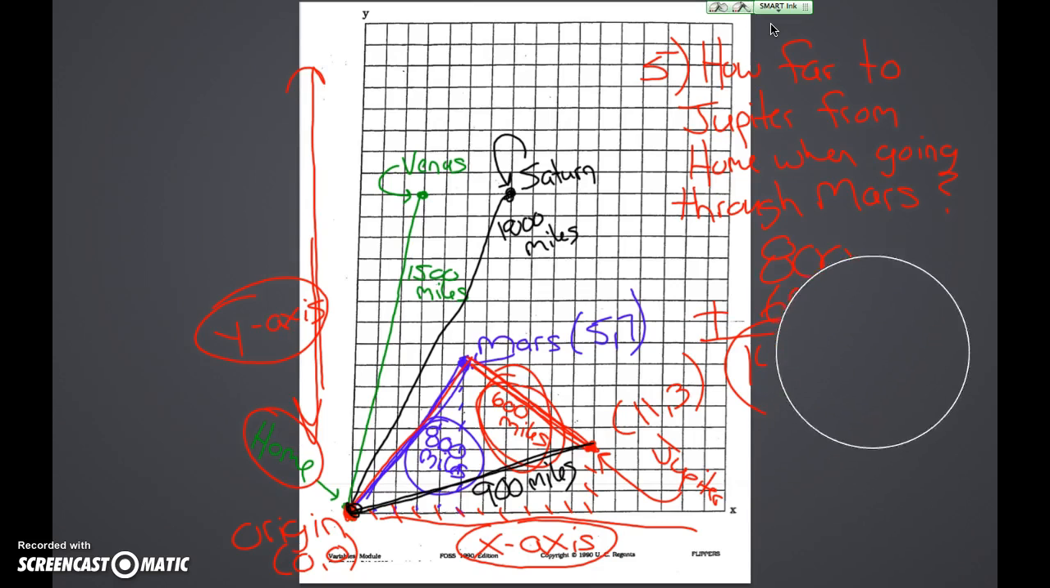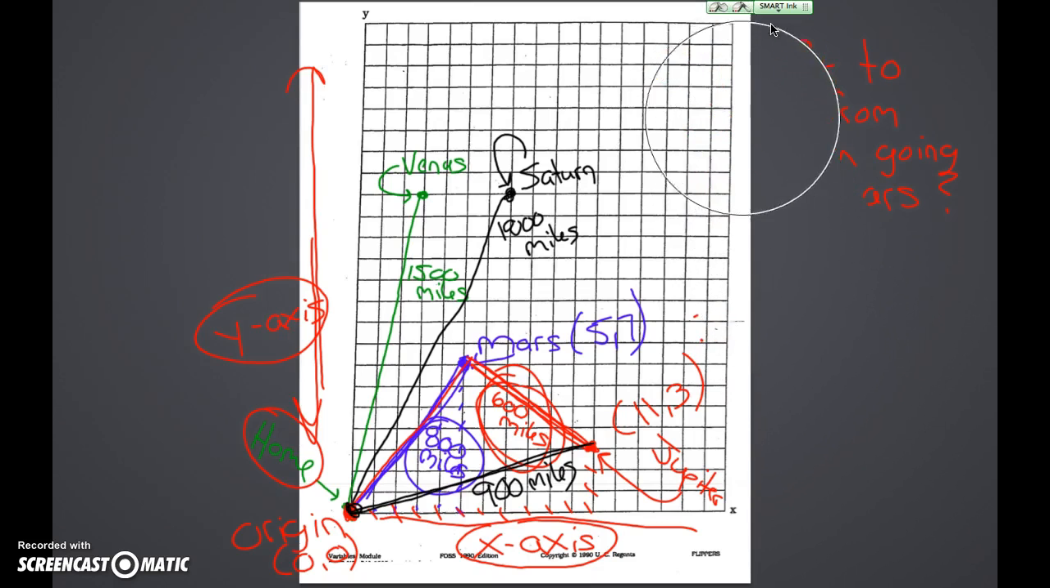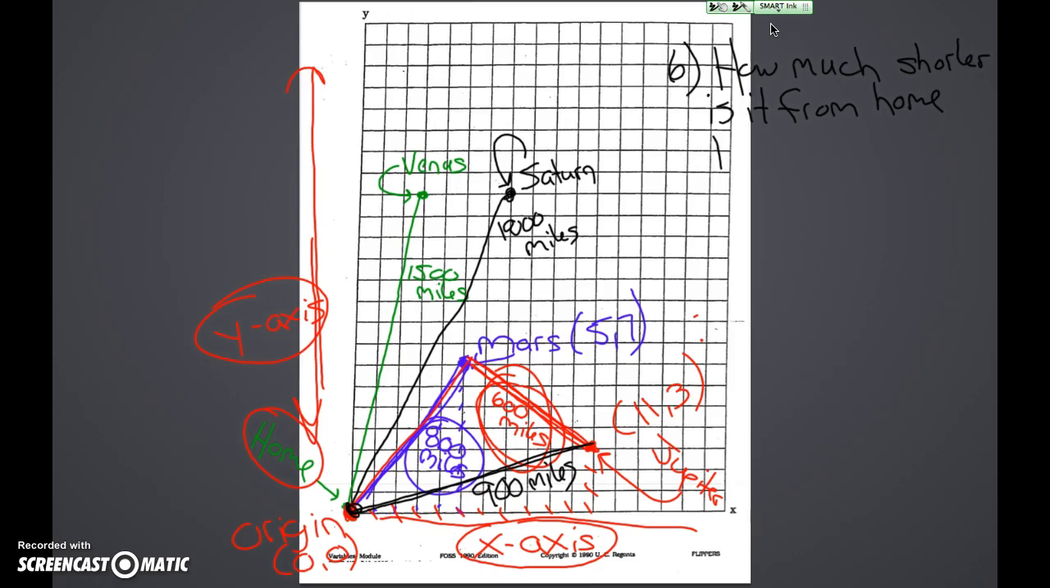So my question is, again, you can write this in your notes. I'm going to erase number 5. Remember I erased 5, but you can always rewind in your video to get 5 back. My question for number 6: how much shorter is it from home to Jupiter if you don't go through Mars? And hopefully you've realized that these distances are nowhere near accurate.